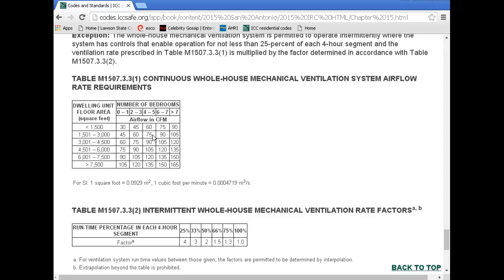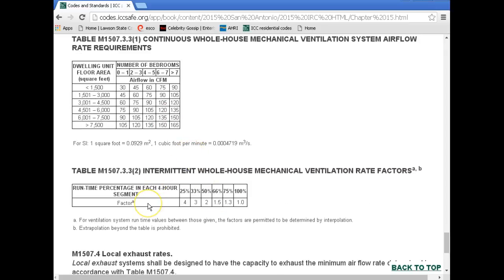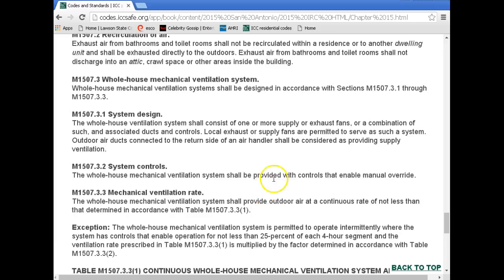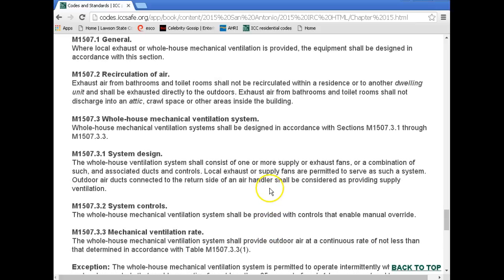But let's say, hey, I don't want to do that. I want to tie it to my system if I can make do. I would go down below. My factor was 75 CFM, right? And at under 25%, it would be 4 there. So 4 times 75% intermittent, I believe, is what they're telling us. For ventilation system runtime values between those given. Okay. Enough of that. So that's the end of 15. We only got 2 more chapters, so it's not that bad, y'all.